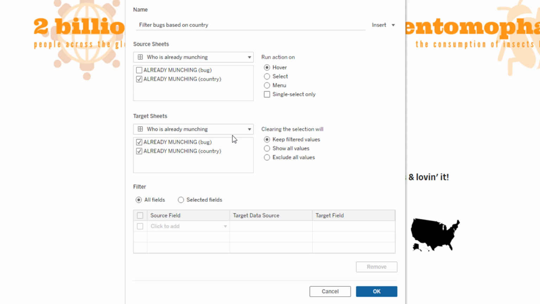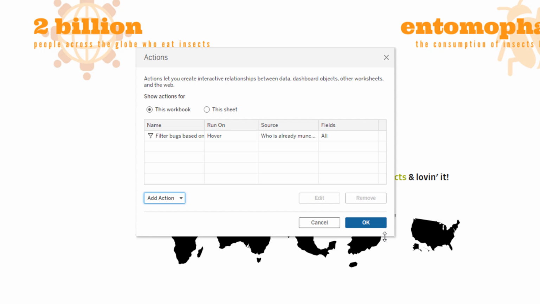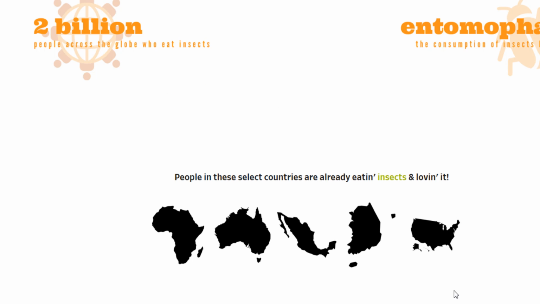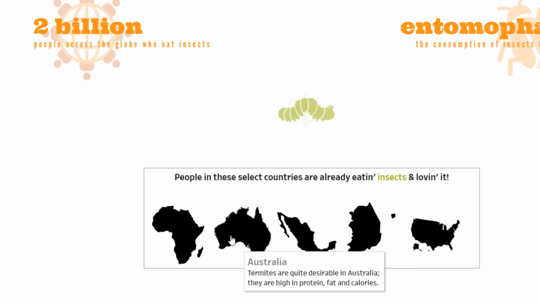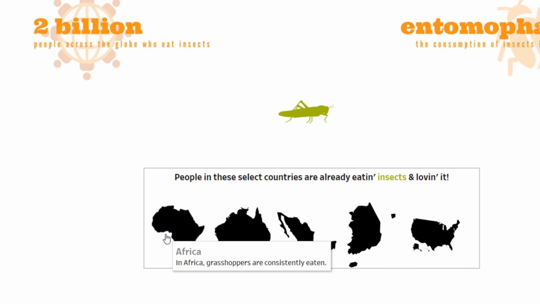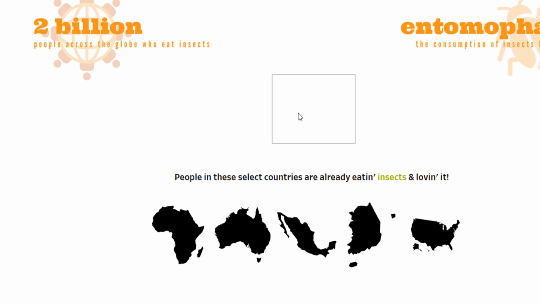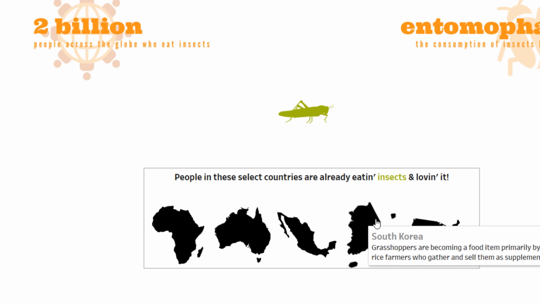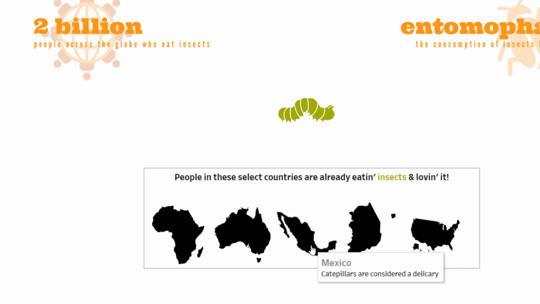And then the target sheet is going to be the one that contains the bugs, right? So deselect that other sheet first, and then clearing the selection, you would want to exclude all values so as to start from scratch. All right, so you don't need to select anything under the filter option here. Click OK. Click OK again. Hover over the different countries, and there you have it, a really cool filter action that allows you to view a specific image when hovering over another image in the source sheet.